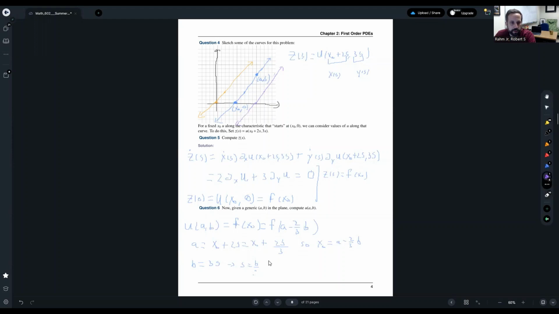So now to actually answer the question, we're going to write things in terms of x and y. But AB is just a generic point in the plane. And I know that u of AB is equal to f of a minus 2/3 b. I can just replace the a and b with x and y now. u of x, y is equal to f of x minus 2/3 y. Okay, and this is the solution to the partial differential equation.